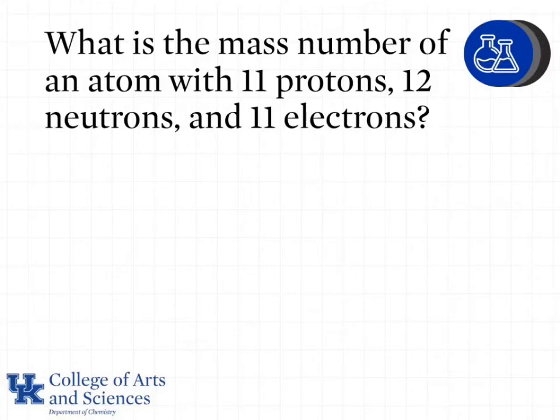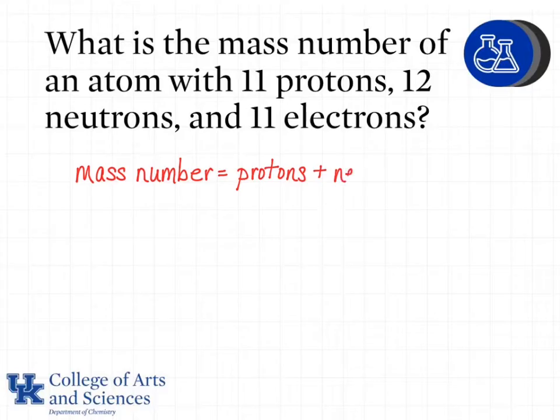What is the mass number of an atom with 11 protons, 12 neutrons, and 11 electrons? Our mass number is equal to the number of protons plus the number of neutrons. In this case, we have 11 protons and 12 neutrons, so our mass number is equal to 23.